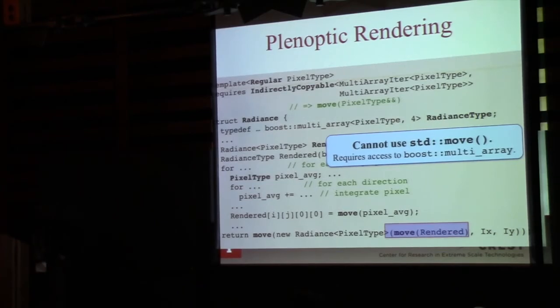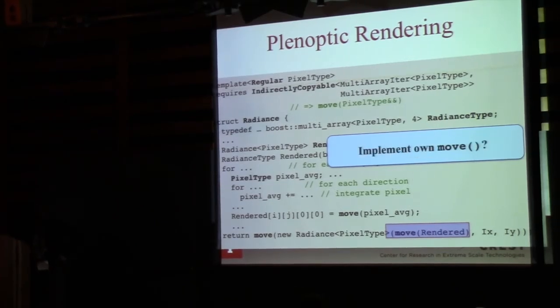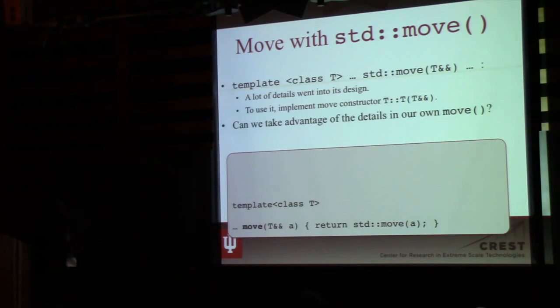So for this one, I don't have access to multi-array, and I have to implement my own. But like I said, I still want to be able to exploit all the work that was done on student move. So I want to basically just do something like this and implement that in terms of student move. But if student move doesn't find a move constructor, it will default back to a copy constructor, which is the last thing that I want to happen.